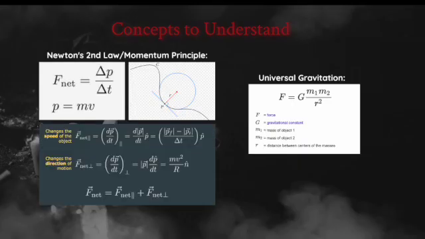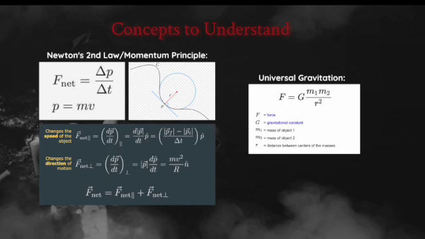So important concepts to understand are Newton's second law, or the momentum principle, and that basically states that the net force is equal to the change in momentum over change in time, or that momentum is equal to mass times velocity. And as you can see below, you can split the second law into two components, the parallel and perpendicular. The parallel components would be the ones pointing in the direction of movement, while perpendicular is pointing to the center of the kissing circle, which is basically the circular path that an object would move in, even if it's not necessarily moving in a circle.